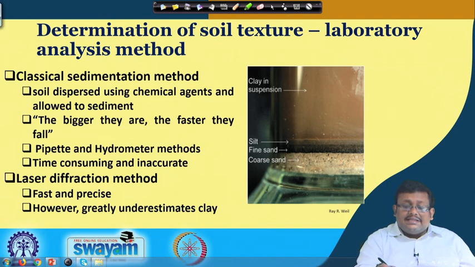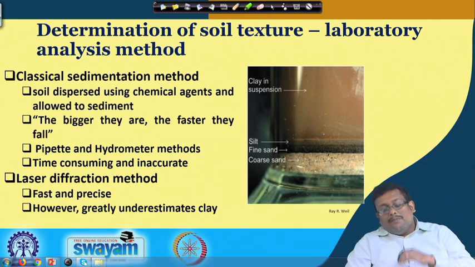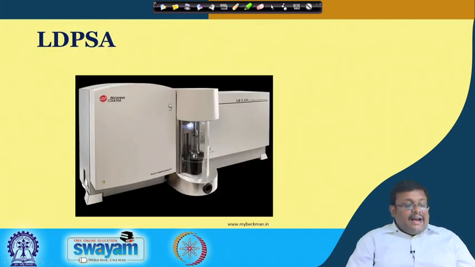Now, in this picture, as you can see, based on the principle of sedimentation, if we disperse the total soil using some dispersing agent, at first the coarse sand will settle down, followed by fine sand, silt, and clay will remain in the solution. So, based on their diameter or size, they will settle down, and this is the principle used for the pipette and hydrometer methods. And this is a picture of the LDPSA, the laser diffraction particle size analyzer, which is more precise, and it is a very costly instrument also.